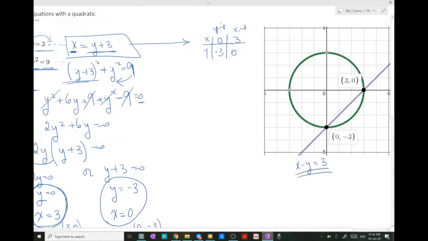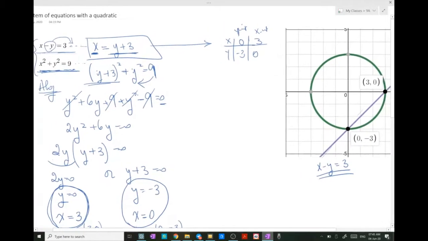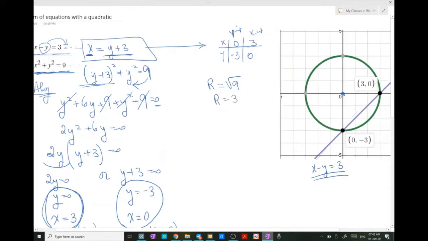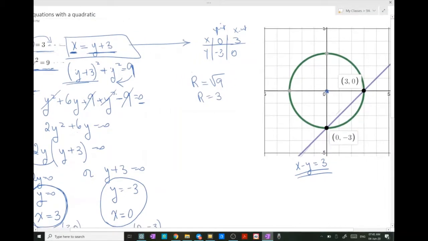Now to represent the second equation, this is a circle with center at the origin and radius equal to square root of 9. So r is equal to 3 units. You put your compass on the origin and open 3 units, and then you draw your circle.